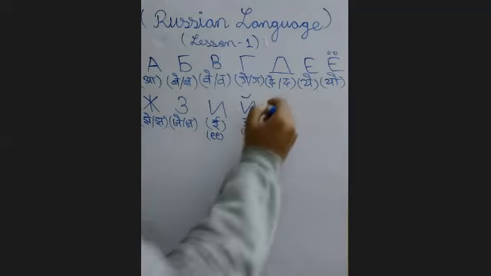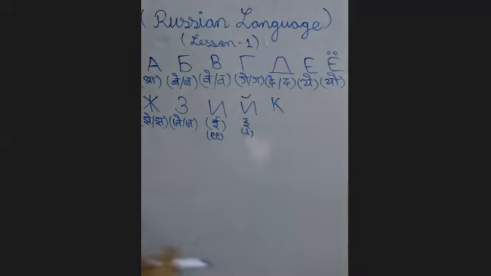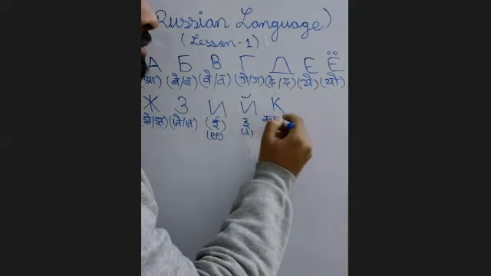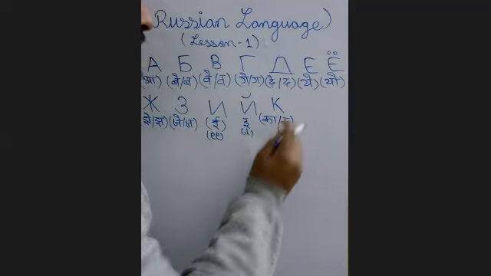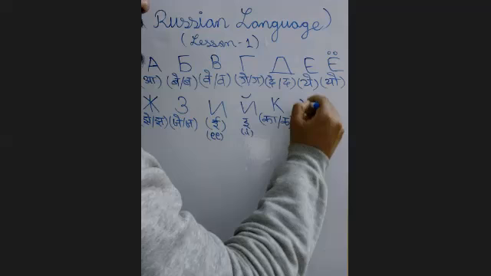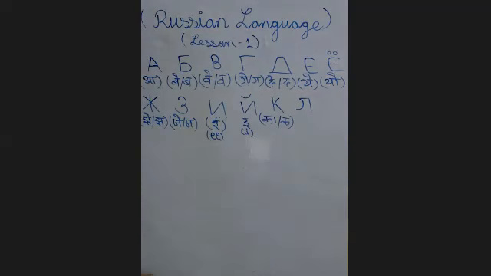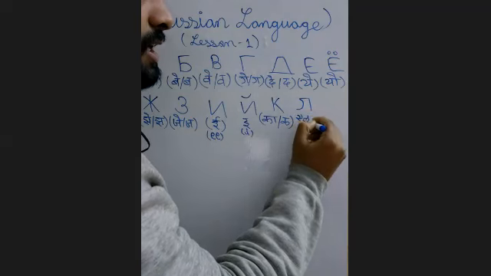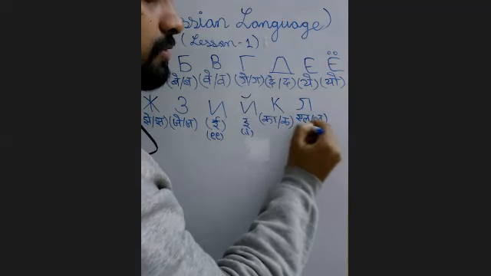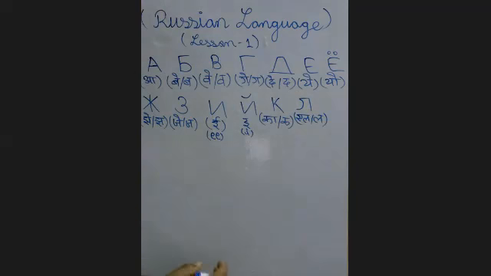After this we have another letter, and this also we might have seen in English. The name of this letter is ka, and the sound is ka, just like English K. Then we have this letter. The name of this letter is L, and it also sounds like L of English. Then we have the next letter, and the name is just like English M, and it sounds almost like English M.